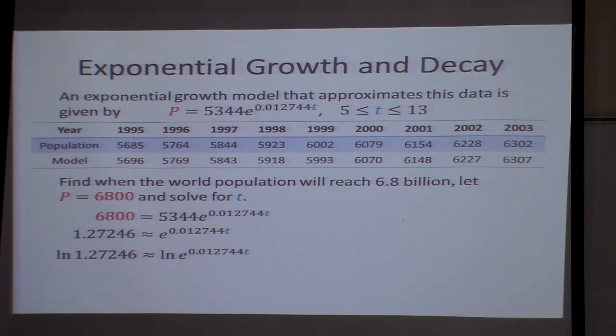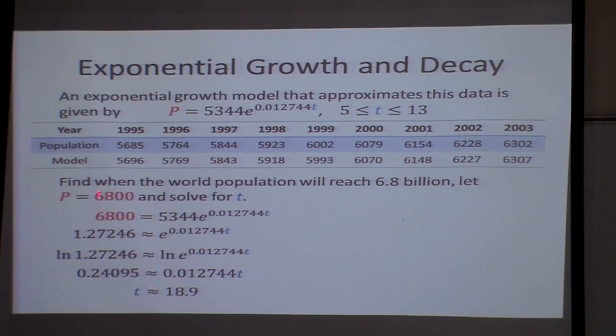It goes back to what we did in our last homework. The way to get the e is to put it in the log. So now I can simply do this. The natural log of that number is 0.24095, equals that. To get the T, divide each side by 0.012744, and it should take 18.9 years.